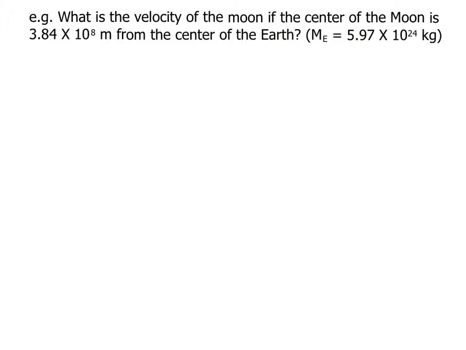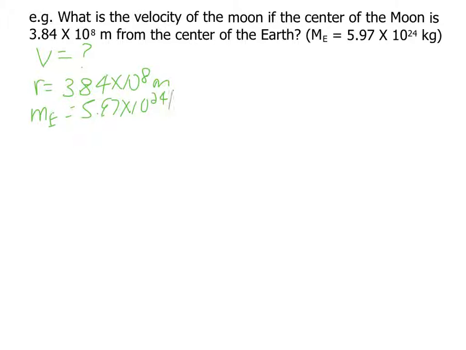Let's try our first example. In this example, we're asked to find what is the velocity of the moon, so v equals question mark, if the center of the moon is 3.84 times 10 to the 8 meters, so that is our radius of circular motion, from the center of Earth, and we're also told that the mass of the Earth is 5.97 times 10 to the 24 kilograms. So once again, we can start with a free body diagram.